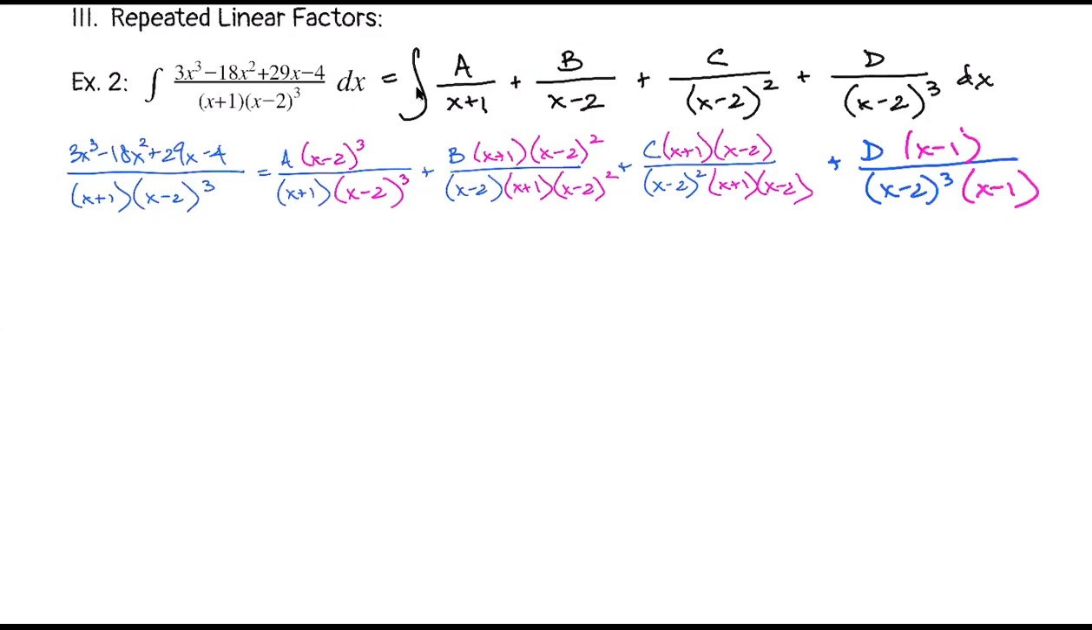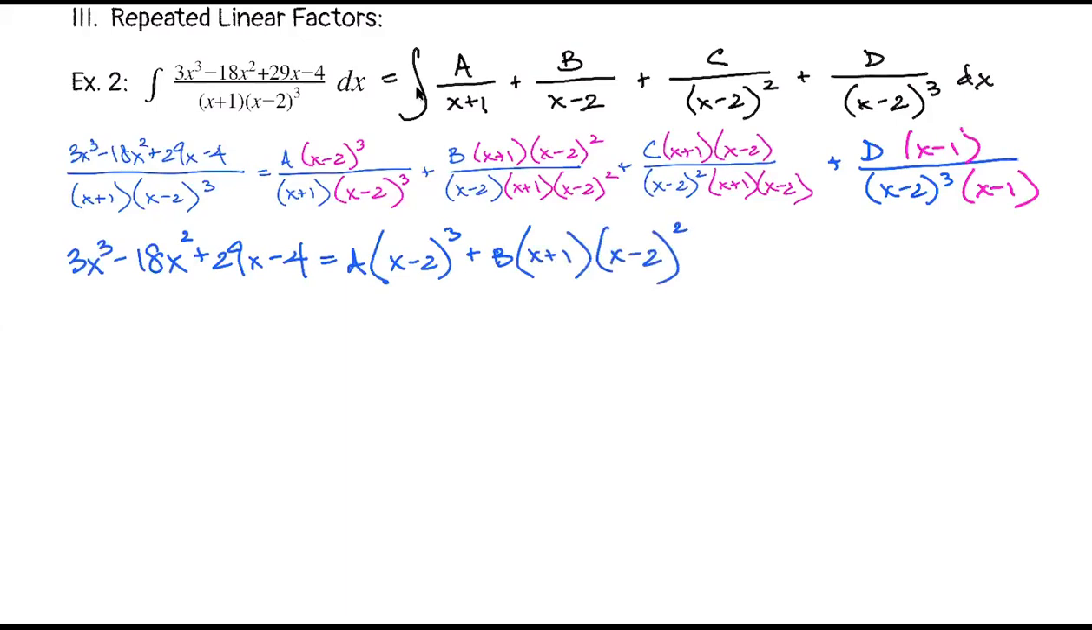But another way to approach this might be to say, all right, look, I know I need a common denominator. So let me just write out the numerator. And let me see what each fraction is missing. So a needs x minus 2 cubed, plus b needs x plus 1 and x minus 2 squared, and c needs x plus 1 and x minus 2, only one of them, and d needs x minus 1, and that's it.